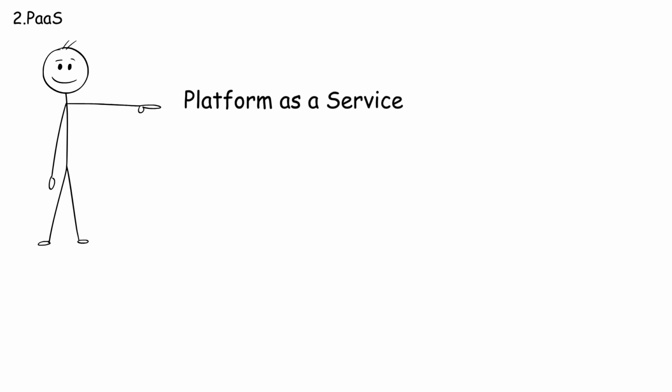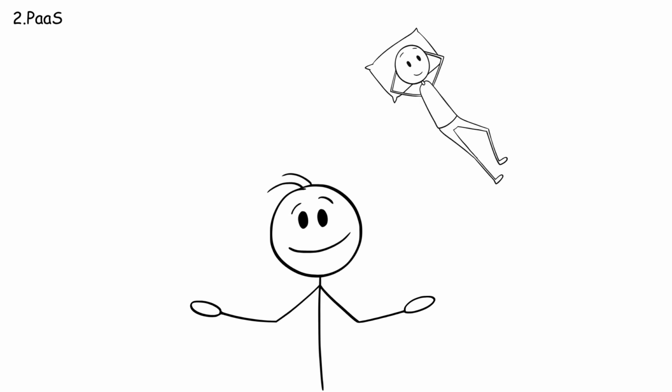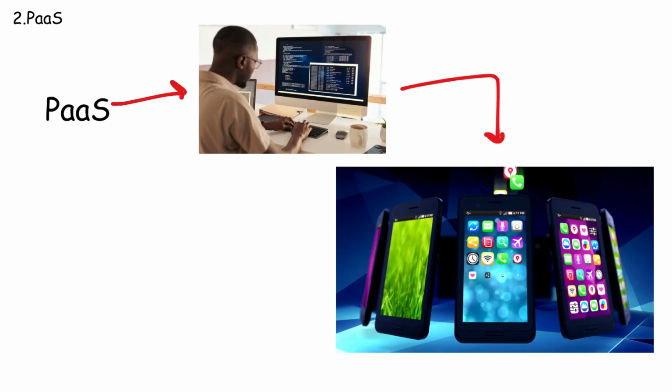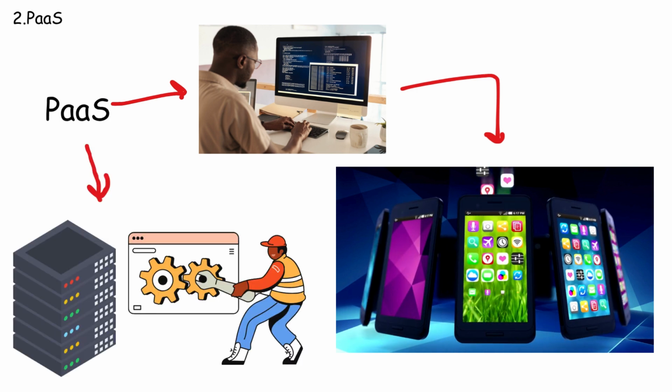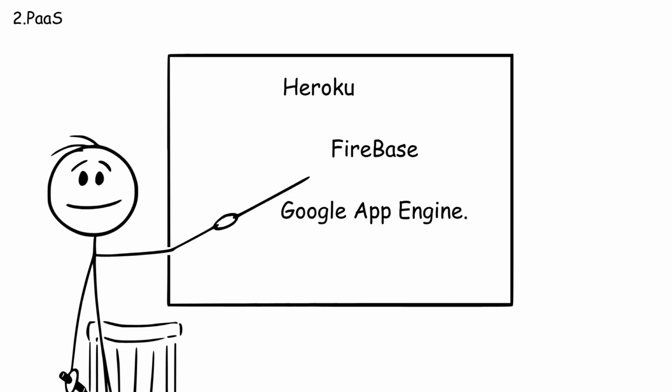PaaS, Platform as a Service. Now imagine moving into a furnished apartment. Everything's ready, you just start living. PaaS gives developers a platform to build and deploy apps without worrying about servers or maintenance. You write the code, the platform handles the rest. Examples are Heroku, Firebase, Google App Engine.